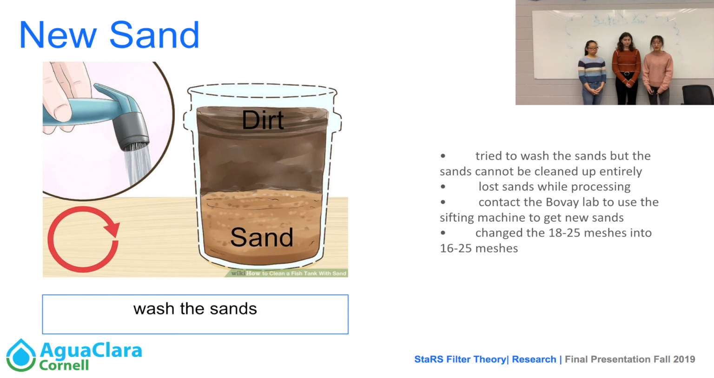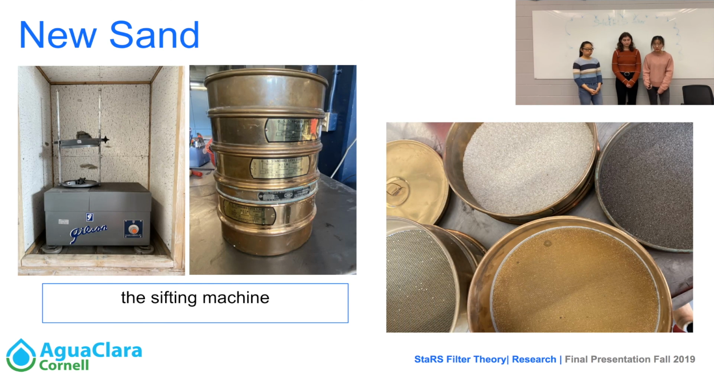But when we tried to do that, we lost a lot of sands with the dirty water we poured out. So we decided to get some new sands from the Bowie lab, using their shaking, sifting machine, so we can sift all the sample sands into the correct size we need. We went there and found the box with the correct meshes. Because we could not find the 18 to 25 meshes, we changed the 18 mesh into 16 mesh.